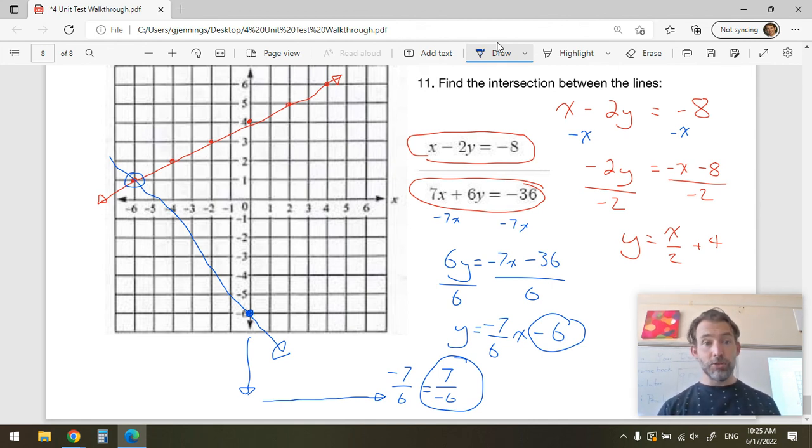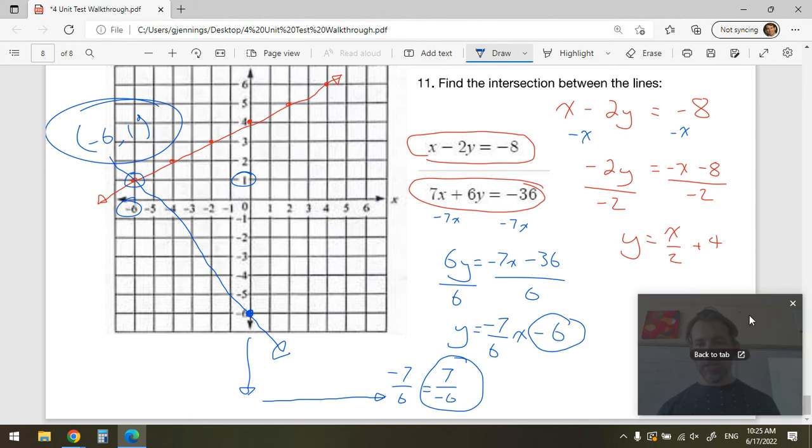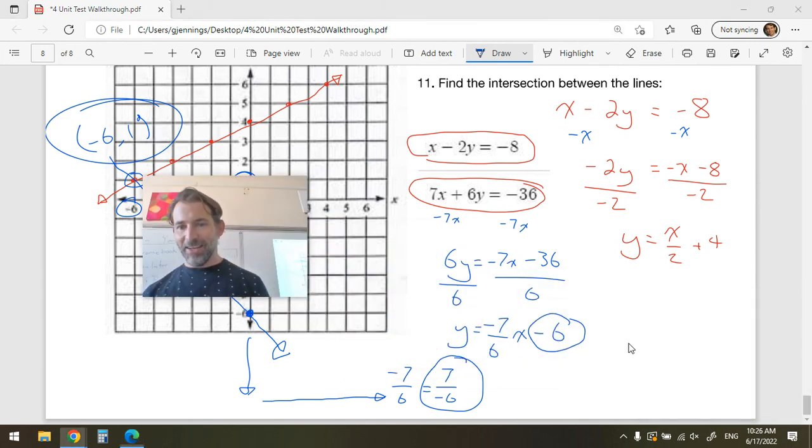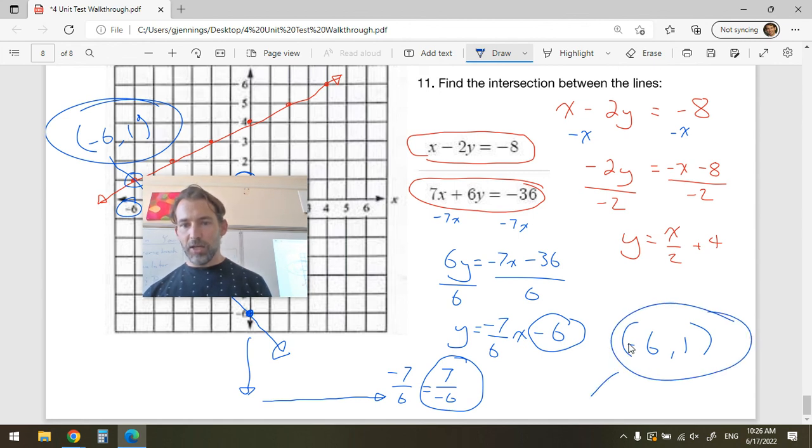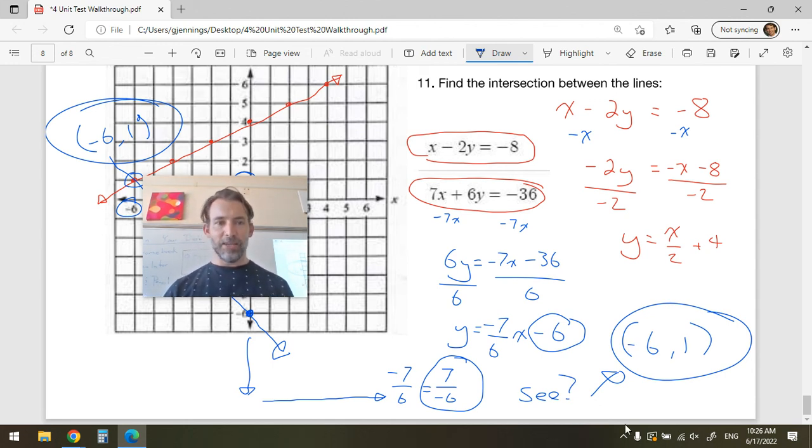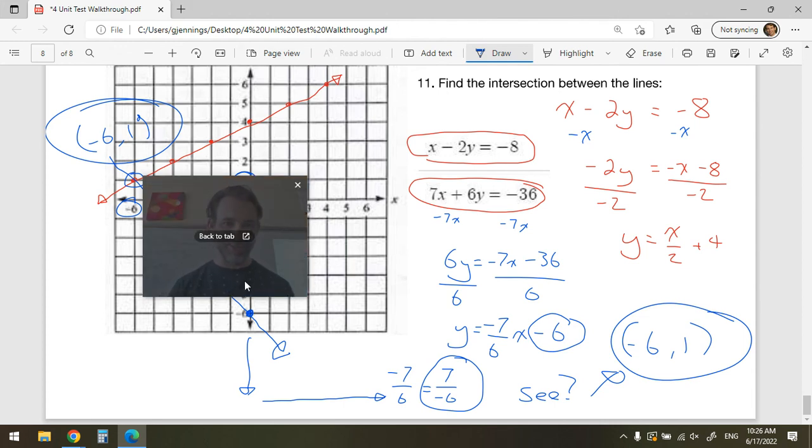You have to write down the solution. The solution is -6 in the x, 1 in the y. So this is the point -6, 1. Okay, circle it. Write it all over your page. Say, I got it, Mr. Jennings. This would be a good spot for it. -6, 1. Circle it. Put an arrow on it. Say, see, so that it's really easy for me to see that you found the correct answer. Actually, I just look at your graph and I know if you found the correct answer right away.